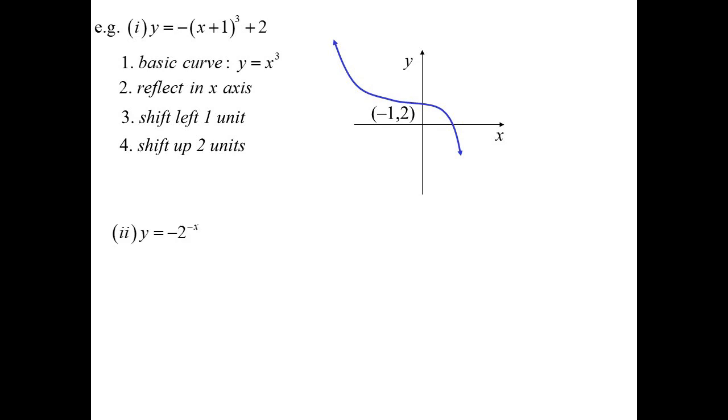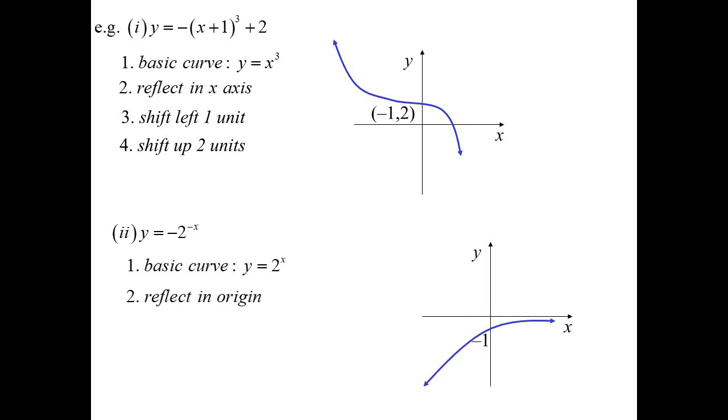y equals minus 2 to the power of minus x. Now remember, that's minus all of 2 to the minus x. If they wanted, for some reason, minus 2 to the power of minus x, the minus 2 would have to be in parentheses for this. So this is minus 2 to the minus x. So I'll start with our basic curve, our basic exponential, y equals 2 to the power of x. What have we done to it? Well, it's a reflection in the origin. The negative is both with the x and the y as well. So we'll rotate it. Bingo.